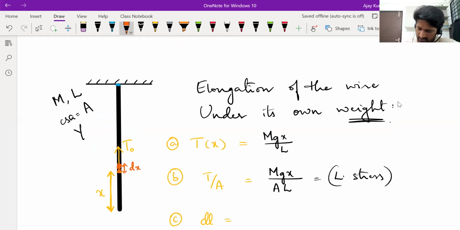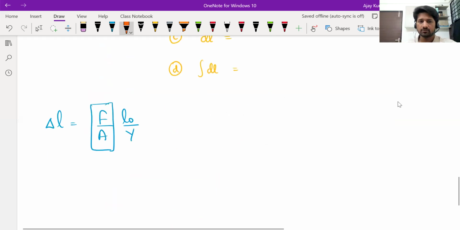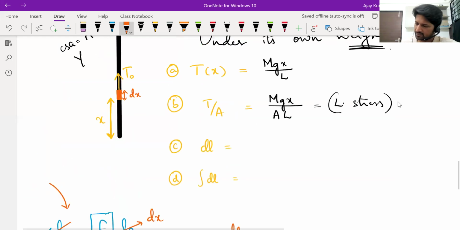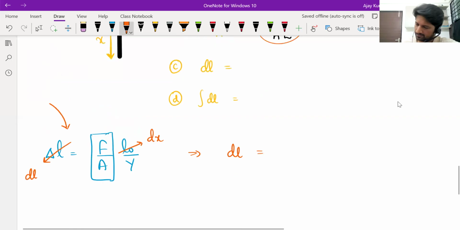So what you can do is take an element of the wire like this, the orange element that I have highlighted. If the length of the element is very small, like dx, you can assume there is uniform stress on that element. And if there is uniform stress, we can use this formula to find out elongation. Now, the length of the element you have taken is very small. Therefore, the elongation in that element also will be very small. So, elongation in one element will be stress F by A. Stress is mgx by AL. Substitute that.